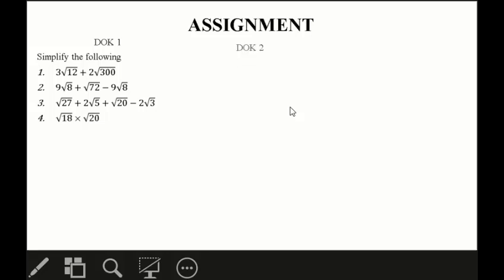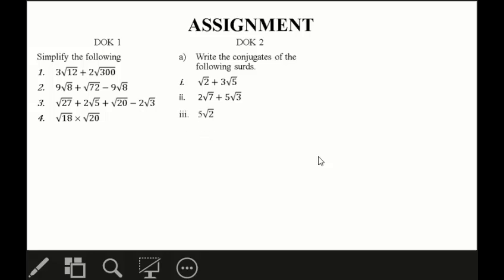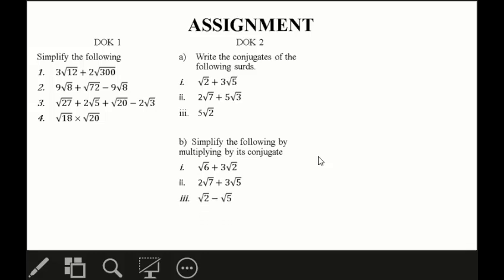20. Then our next set of questions, a DOK level 2 question, which is write the conjugate of the following sets. So we have root 2 plus 3 root 5. We have 2 root 7 plus 5 root 3. We have 5 root 2. Then B, simplify the following by multiplying by its conjugate. So we have root of 6 plus 3 root 2. We have 2 root 7 plus 3 root 5. Then we have root 2 minus root 5.